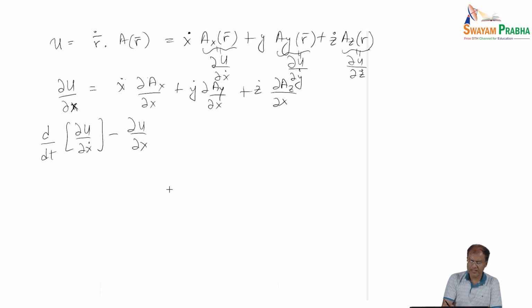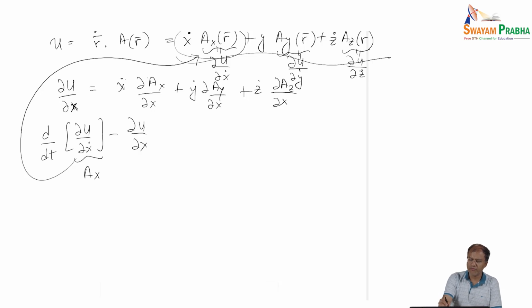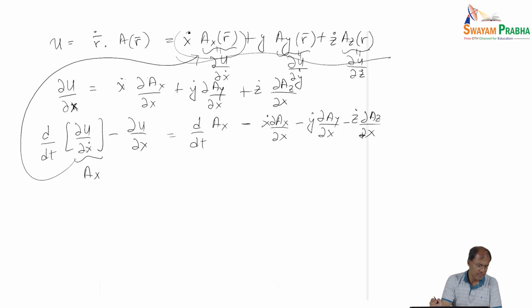Remember, partial U partial X dot is nothing but AX, right? That can be clearly found using this expression here, because X dot only appears in the first term. So now we see that this expression is going to be d dt of AX minus X dot partial AX partial X minus Y dot partial AY partial X minus Z dot partial AZ partial X, right?